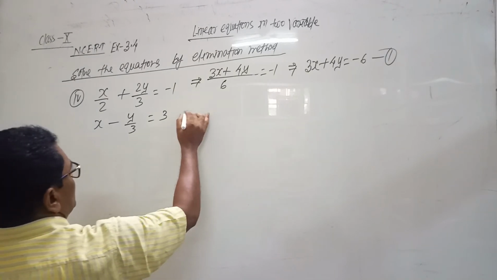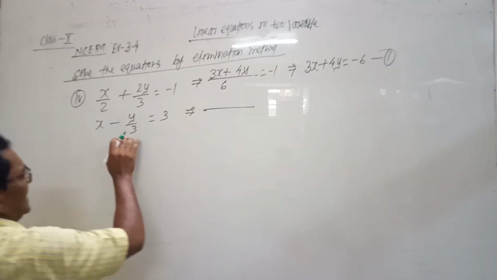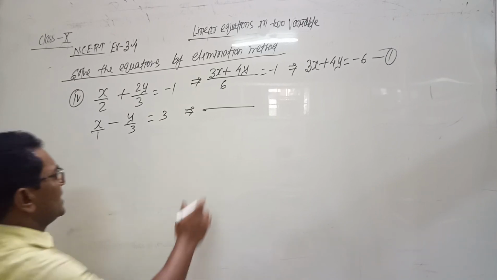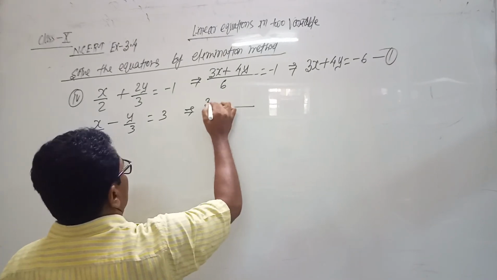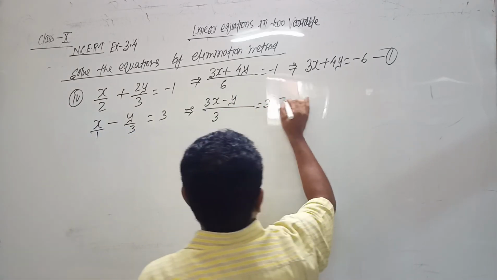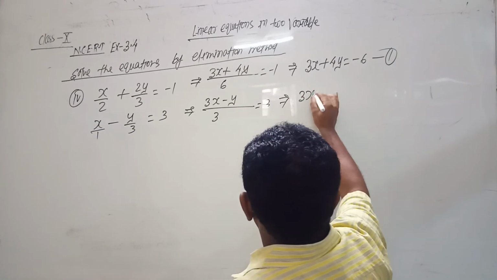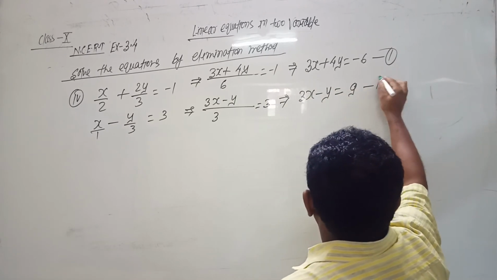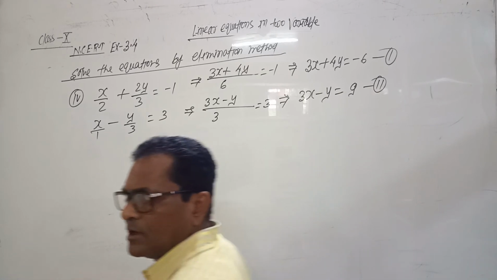From here also we take LCM. So the LCM will come here. There is nothing, means 1. LCM of 3 and 1 is 3. It becomes 3x minus y equals to 3, and by cross multiplication we get 3x minus y equals to 9. This is the second number equation.